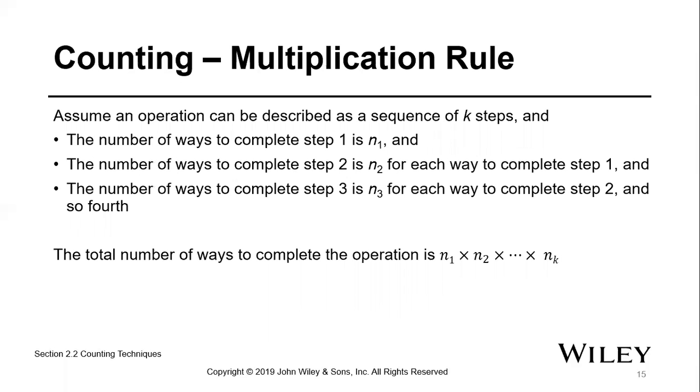So the multiplication rule is how we can take a sequence of k steps and figure out the total number of outcomes from that. So if we have a first step, you have n1 outcomes for step 1, n2 for step 2, and n3 for step 3. We can find the total number of ways to finish what we're doing by taking n1 times n2 times n3, all the way up to nk for our total number of steps, and that's the number of ways.